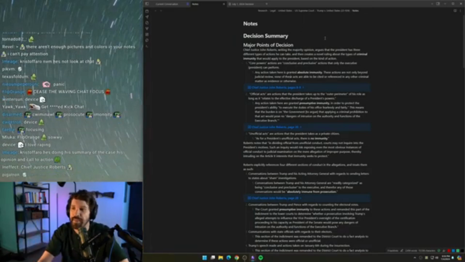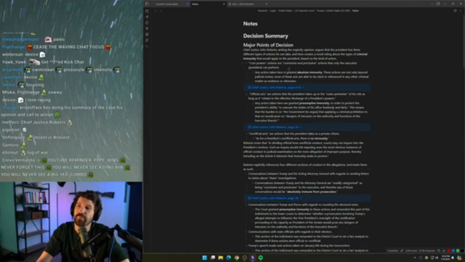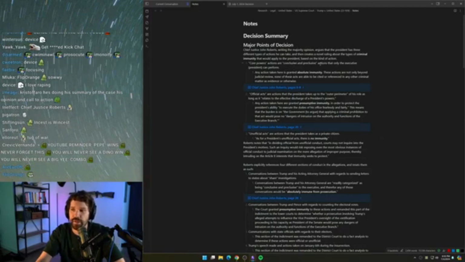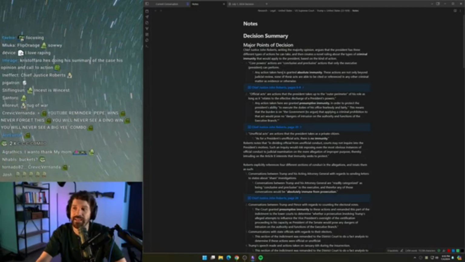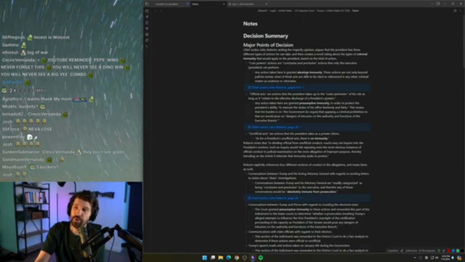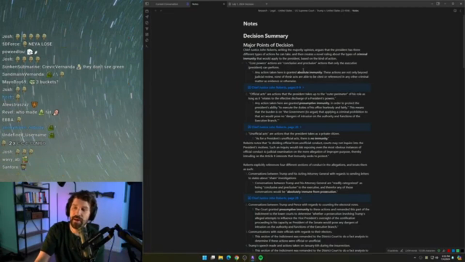So the 3 buckets that John Roberts basically groups actions into: we have core powers, which are actions that, and he's borrowing language here from a prior case, he calls these conclusive and preclusive actions that only the president can perform. Any action that's taken here is given absolute immunity. These actions are not only beyond judicial review, none of these acts are able to be cited or referenced in any other criminal matter as evidence or otherwise.